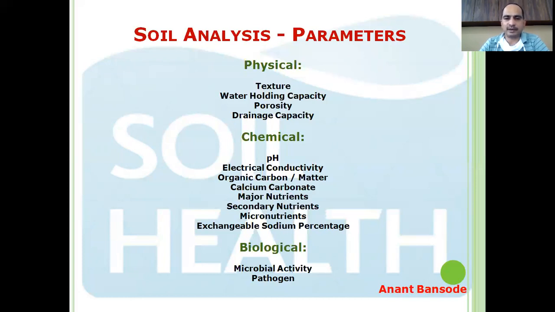There are two types of biological analysis we can do. One is microbial activity, that is activity and number of beneficial microorganisms present in the soil. And another is pathogen or harmful microorganisms present in the soil.